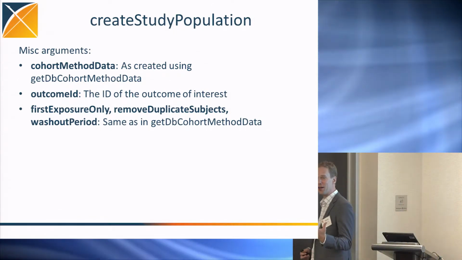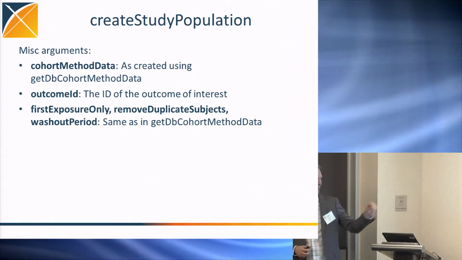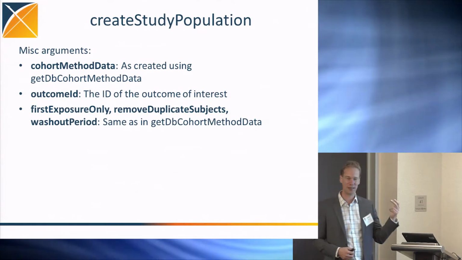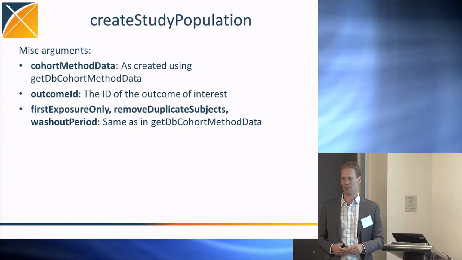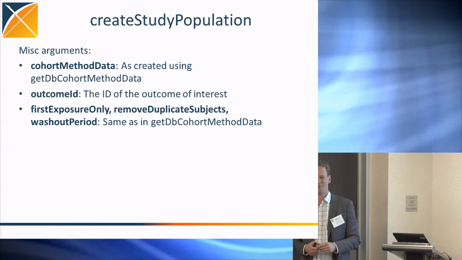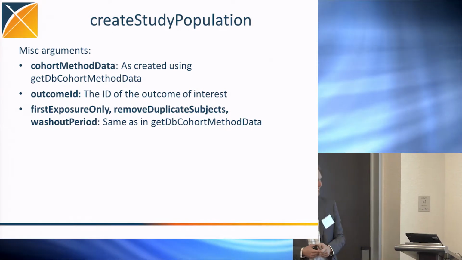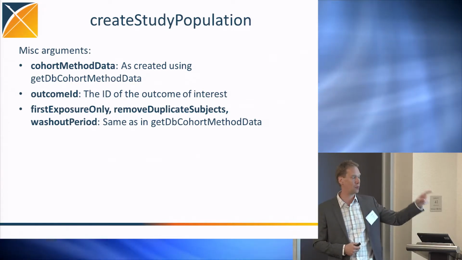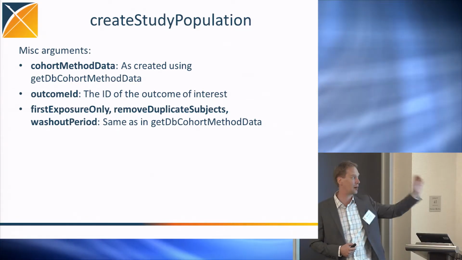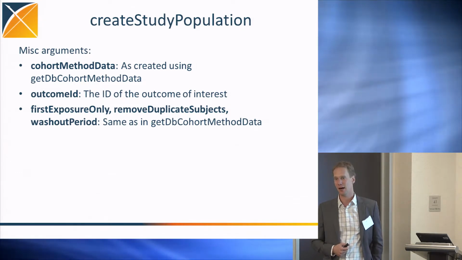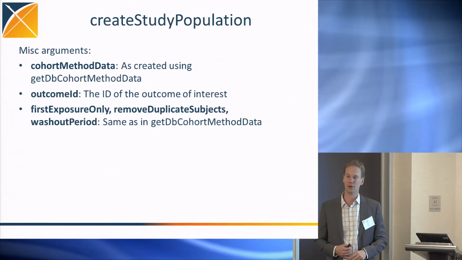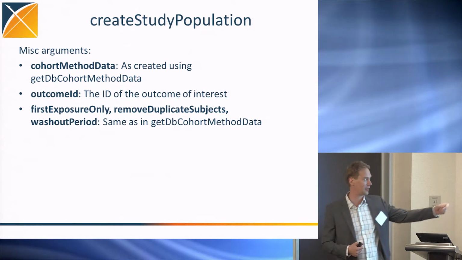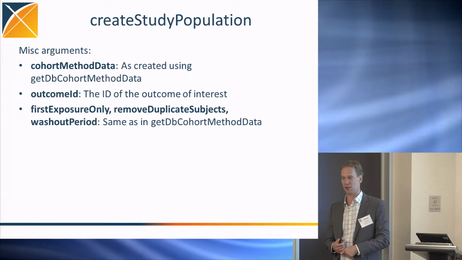So we now have three locations where we can basically do this filtering. We can do it in Atlas, we can do it while loading the data, and we can do it at this specific location where we're creating the study population. Why this duplication? It's simply for efficiency reasons. If I were to do a study where I would want to do a sensitivity analysis where I want to change my washout period, I don't want to create two different cohorts in Atlas maybe. And I also don't want to do the data fetch twice, so I can actually specify it over here.